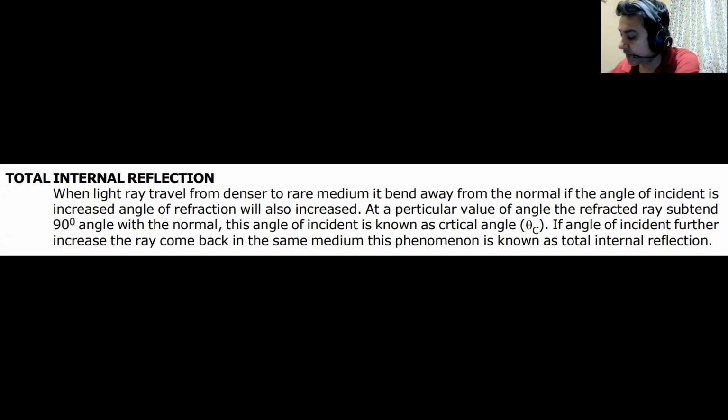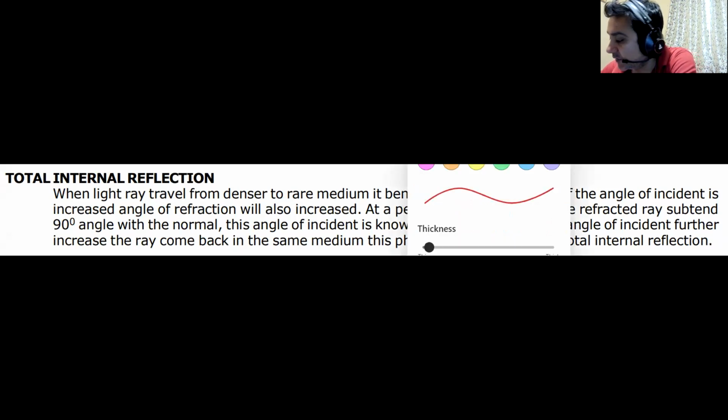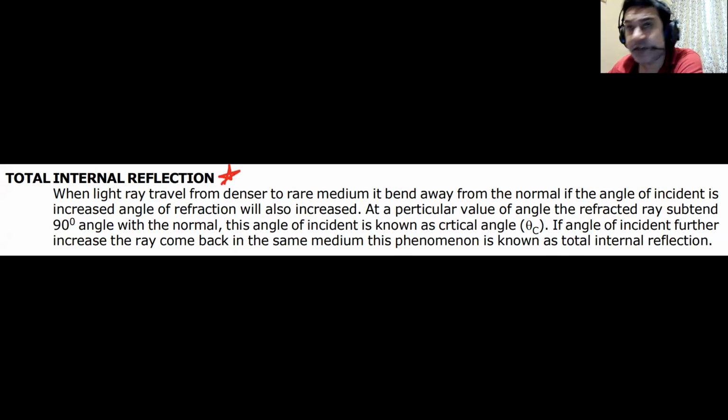And the next topic is a very important one. Please mark it. It's a very important topic, which is known as total internal reflection. Now, what do I mean by total internal reflection? Any idea? Reflection. I mean, we were on the topic of refraction. From refraction, we have jumped on to reflection. Why have we jumped on to reflection?